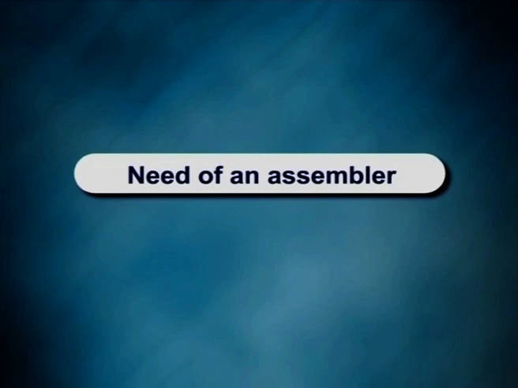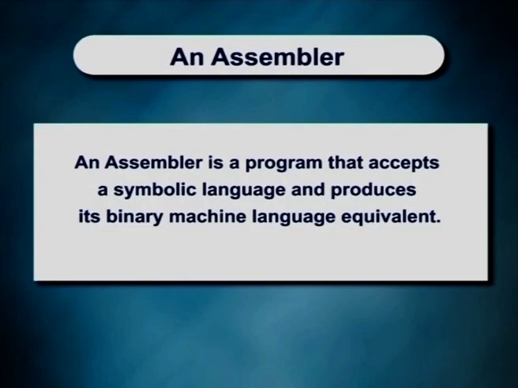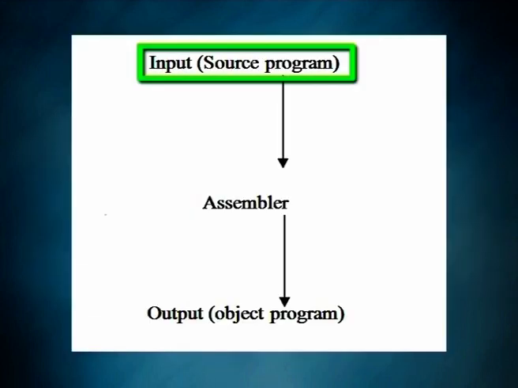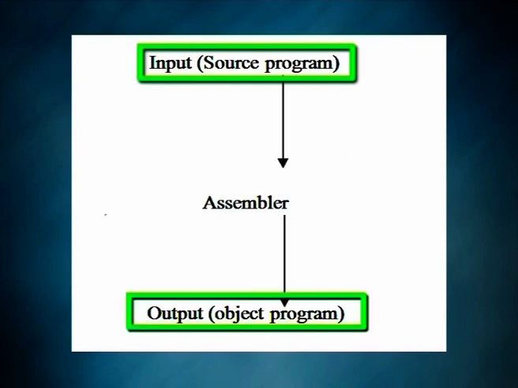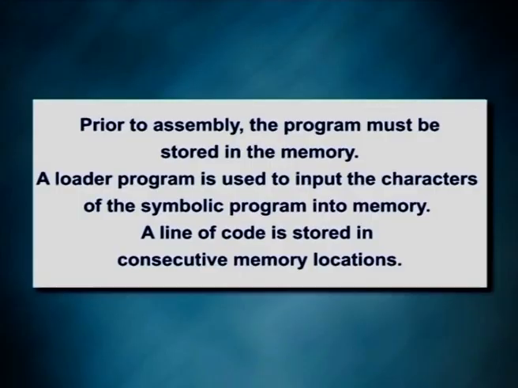Now, we are going to discuss the need of an assembler. An assembler is a program that accepts symbolic language and produces its binary machine language equivalent. The input to an assembler is a symbolic program, also known as the source program. The output of an assembler is a binary program, also known as the object program. Prior to assembly, the program must be stored in the memory. A loader program is used to input the characters of the symbolic program into the memory. A line of code is stored in consecutive memory locations.